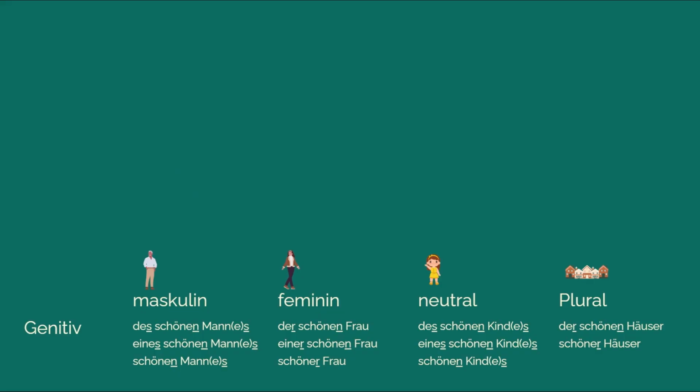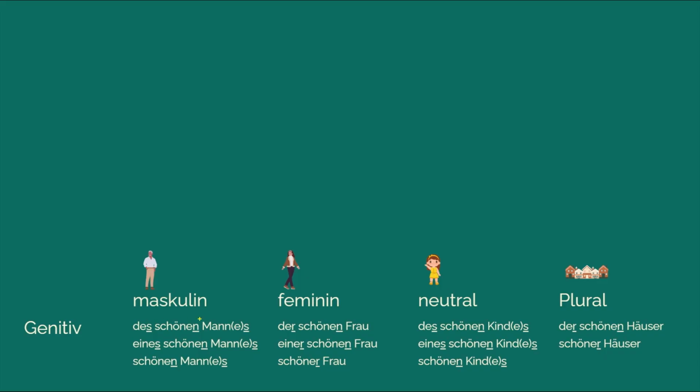Now, I'll only quickly read the forms, and also our example sentences coming up won't have genitive forms. That will be a topic we'll focus on for part 2, for the intermediate advanced learners, B1, B2 learners. So for the masculine genitive, the signal ending is an S, des schönen Mannes. Feminine, der schönen Frau. Neutral, des schönen Kindes. Plural, der schönen Häuser. So just 2 quick things I want to point out. For the masculine and the neutral, we have the same forms. We get an S as the signal ending.